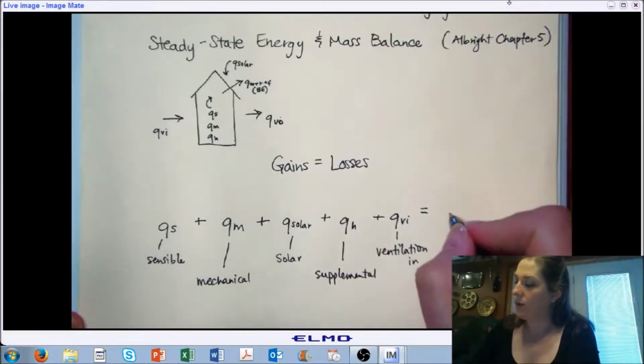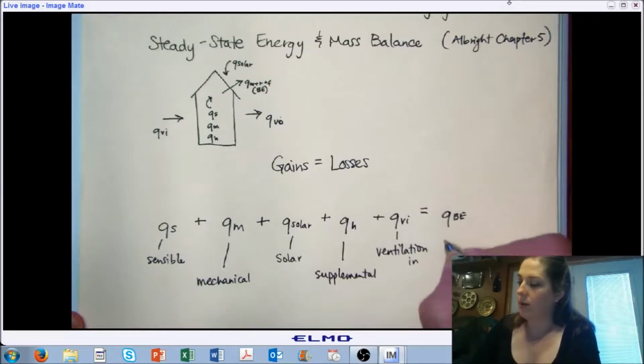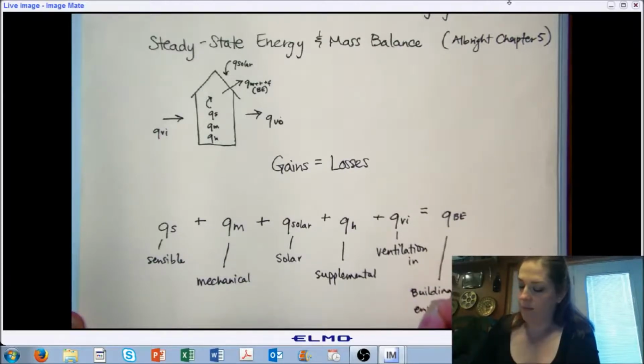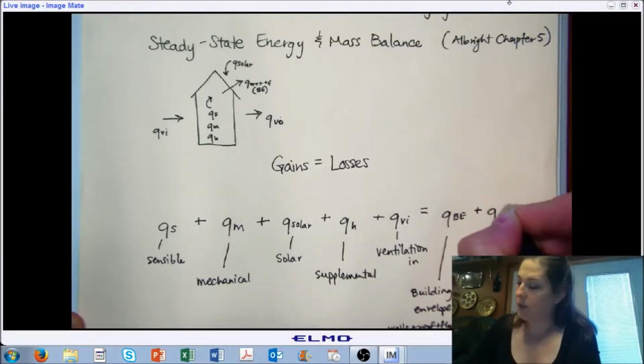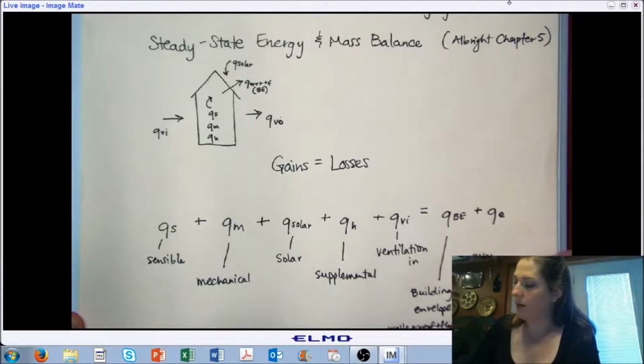So where are we losing energy in our building? Through the building envelope, so this is going to be a heat transfer through the building envelope, which is comprised of our walls and our roof and our floor. Potentially, we could have some losses through evaporation. This is mostly significant if we were working in a greenhouse system. And then energy due to ventilation that's leaving, so ventilation out.